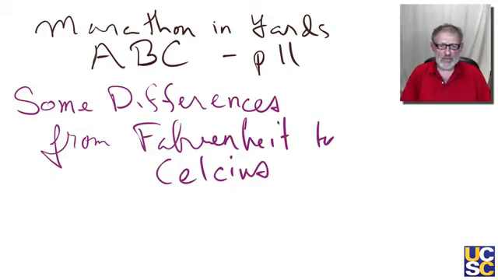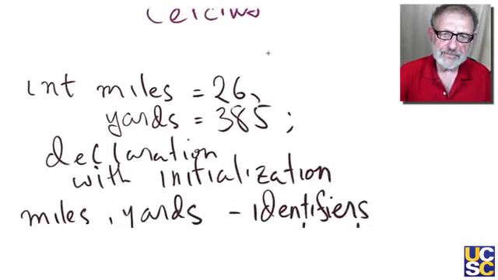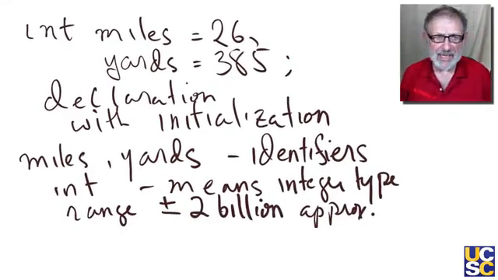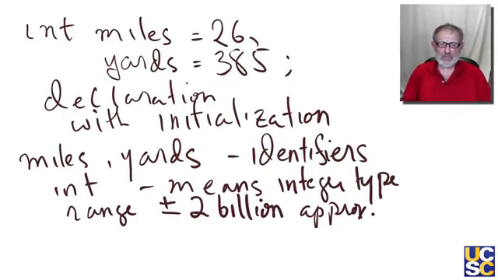So there are some differences with the Fahrenheit to Celsius program. Let's look at what they might be. In that program, we had a declaration, int miles equals 26, comma, yards equals 385. That's a declaration with what's called an initializer. So each of those integer variables is given a value, 26 for miles, 385 for yards. Again, that type of statement is a declaration.